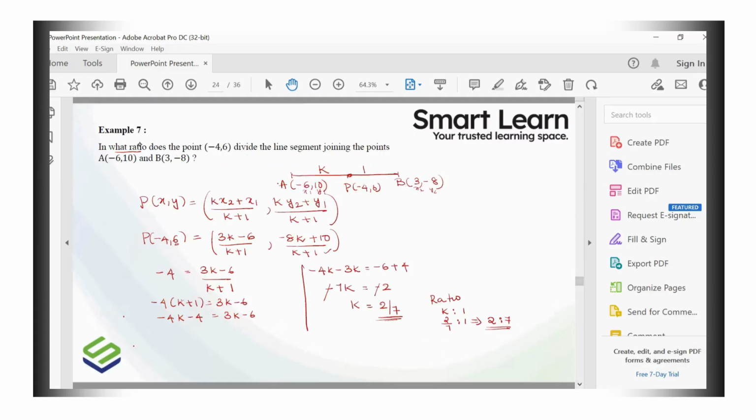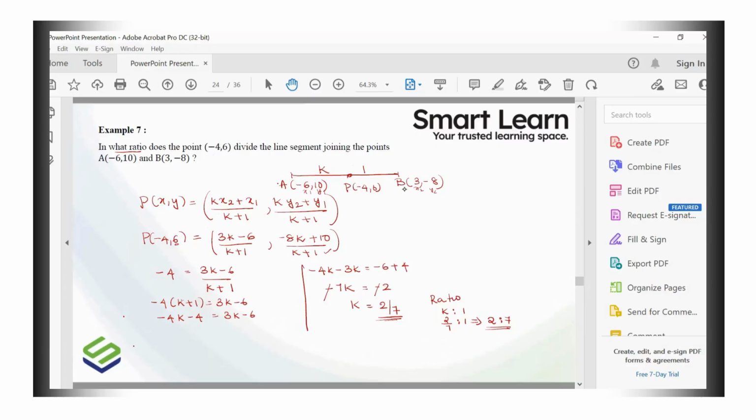Next question. In what ratio does the point divide the line segment joining AB? That means A is (-6, 10), B is (3, -8), and this point (-4, 6) divides the line segment in the ratio k is to 1. Here you have to find the ratio. So our formula will be (k x2 + x1) / (k + 1), comma, (k y2 + y1) / (k + 1). Just substitute the values, children.